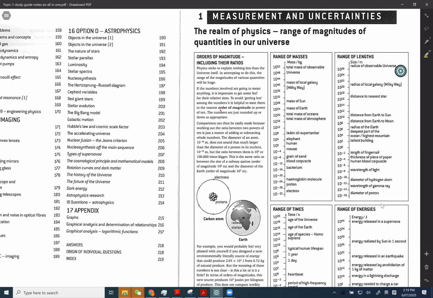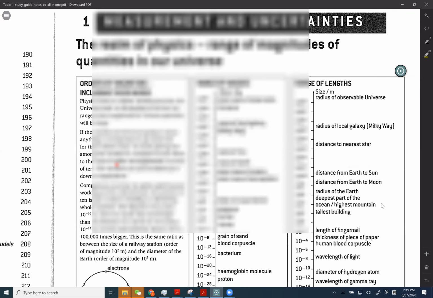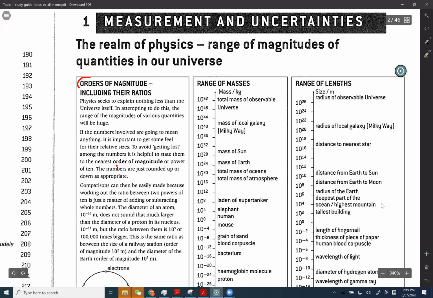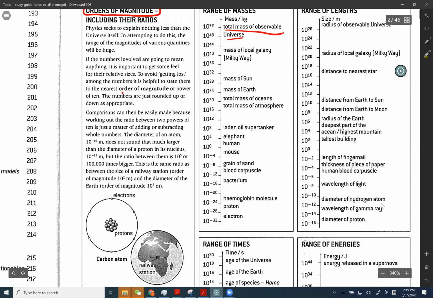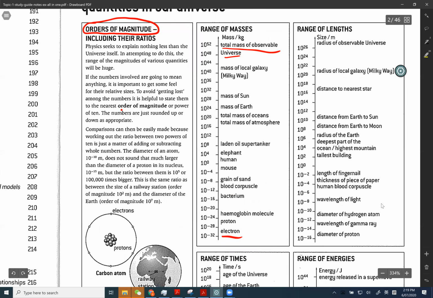First part for IB physics: orders of magnitude. In physics, we discuss a lot of things, from the big observable universe to very tiny particles like electrons. So in the exam, sometimes they ask you a question.